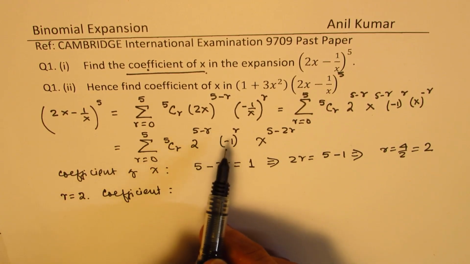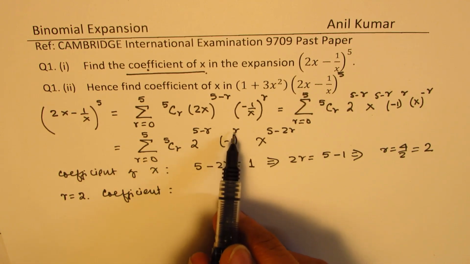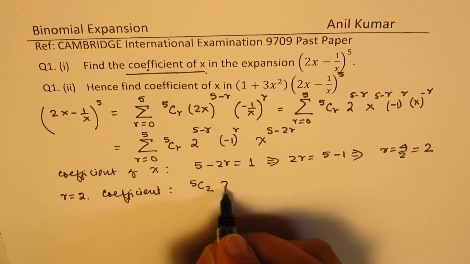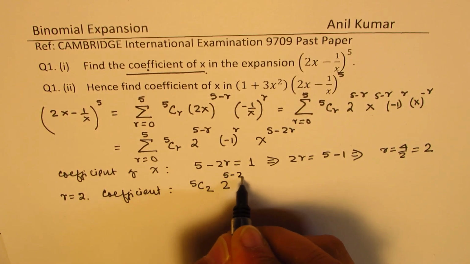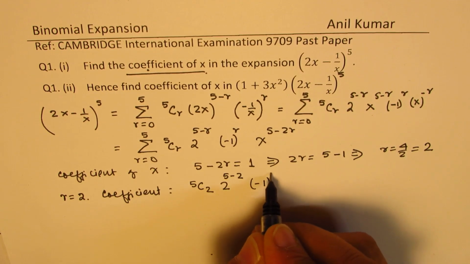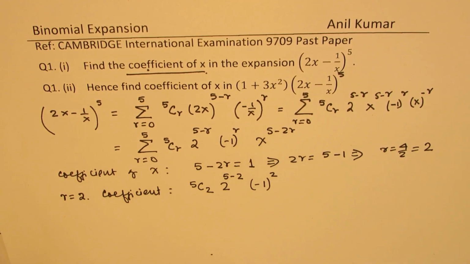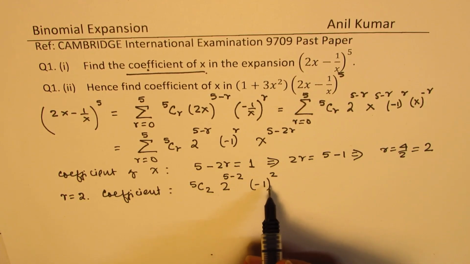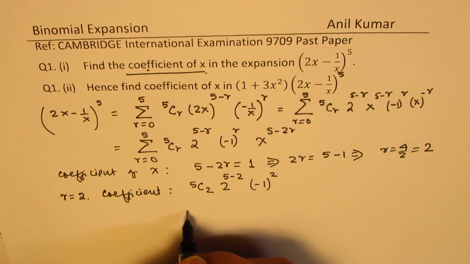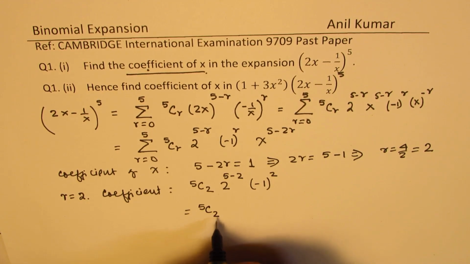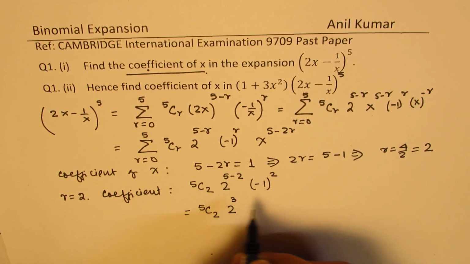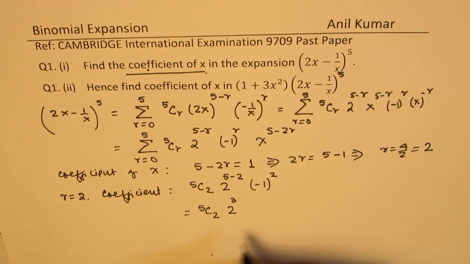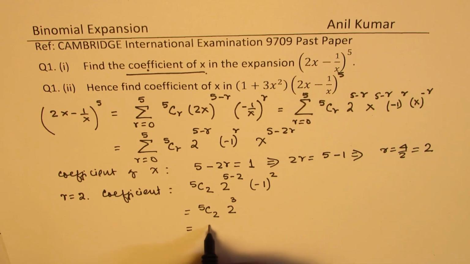Now, since we know r is 2, in all this term we'll put r equals 2, right? So we have 5C2, 2 to the power of 5 minus 2, (-1) to the power of 2. Clear? That is x. You can check. 2 times 2 is 4, 5 minus 4 is 1. Right? So which is equal to 5C2, 2 to the power of 3, and that is plus 1. Correct? So it is 8 times 10, which is 80.